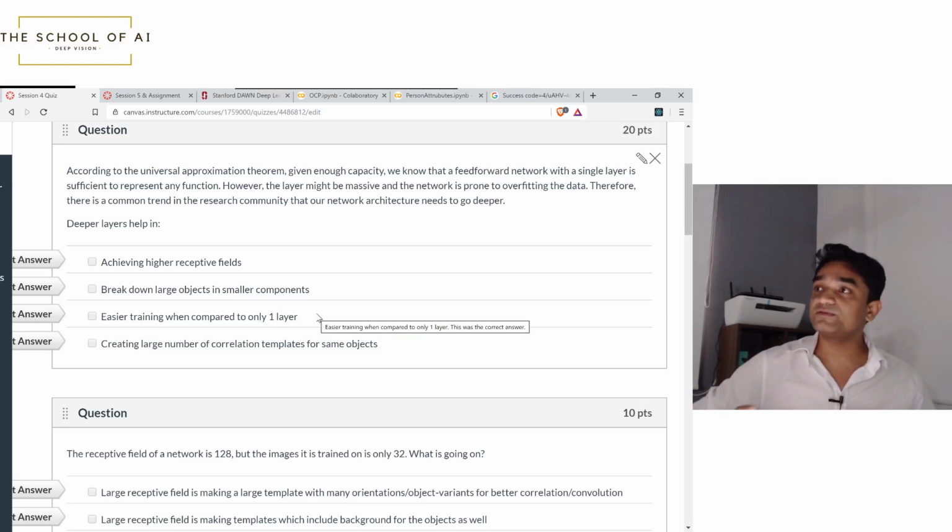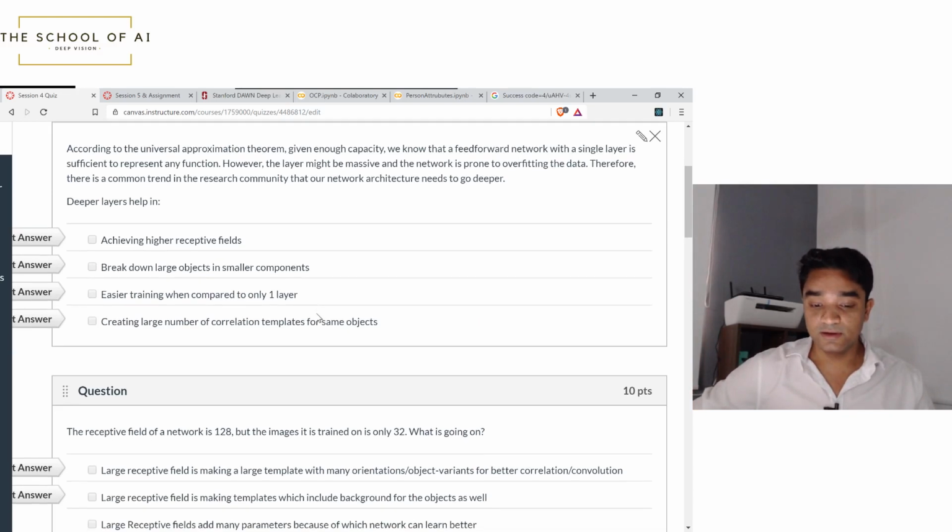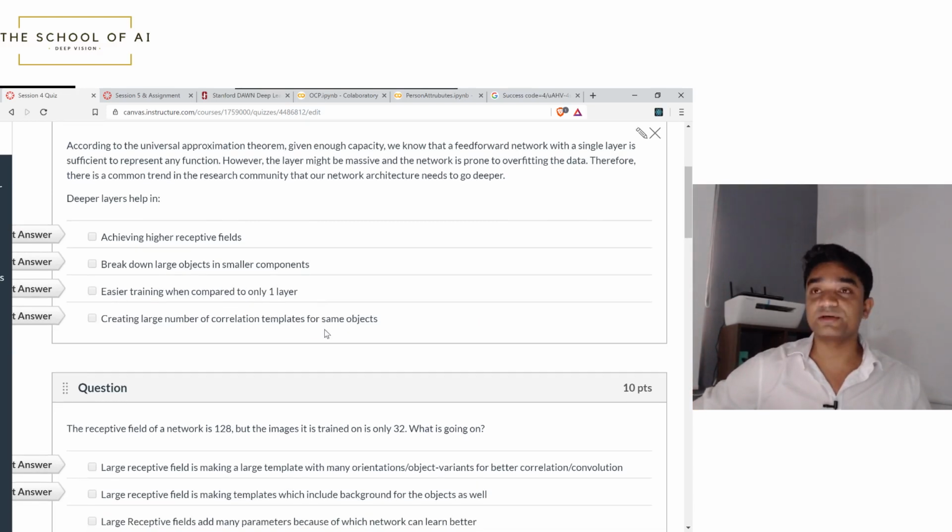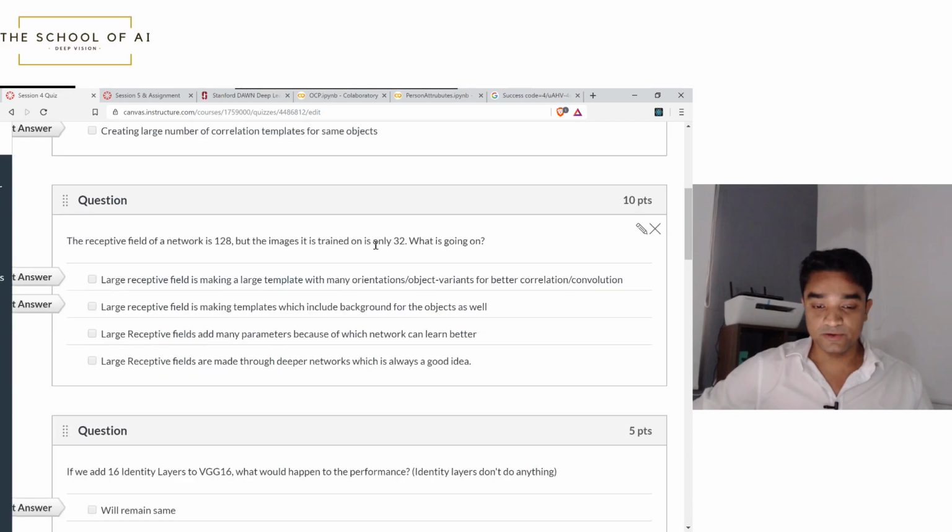Now, what also happens when we go deeper, especially in a ResNet way or, let's say, an Inception way, where we have different connections, is that solving one parameter helps us solve the whole network. Every single parameter is linked to each other. Whereas if you're looking at only one layer, there's no direct dependence on any other layer. It also helps us create a large number of correlation templates for the same object, which is linked to the higher receptive field part.